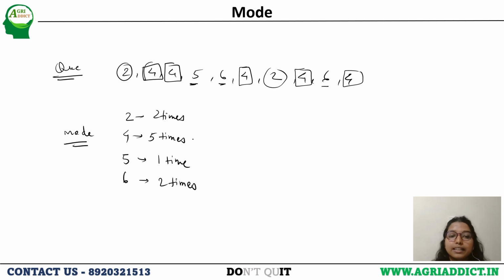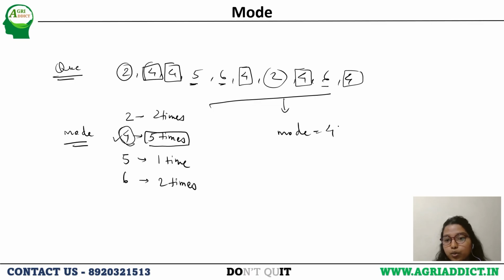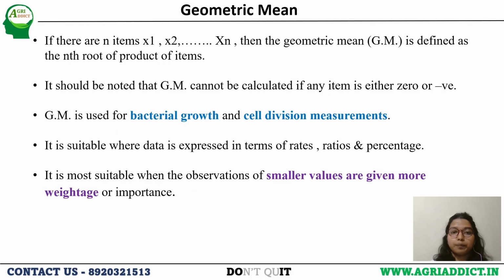So here we can say, as the 4 value, the value of the series 4 is occurring 5 times. So we can say that this data series' mode is 4. I hope you got the point of what I want to say here. Let's move to the next slide.